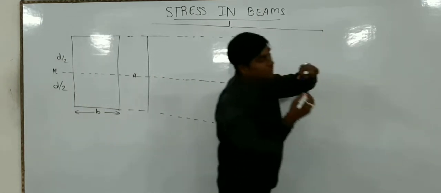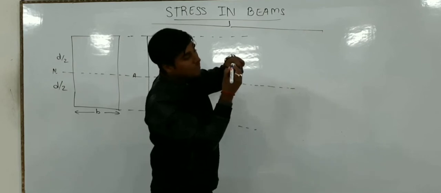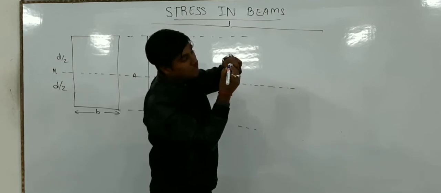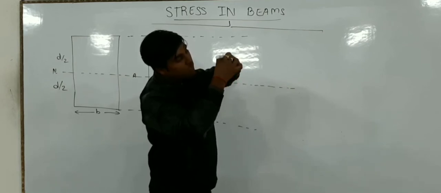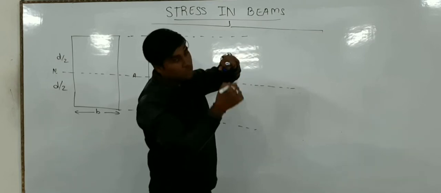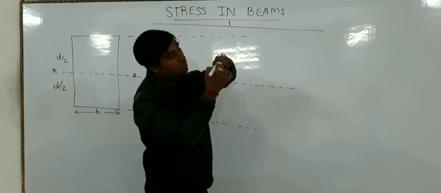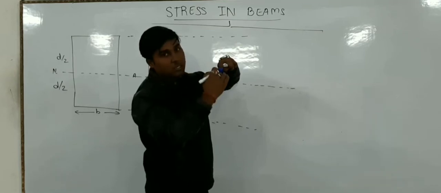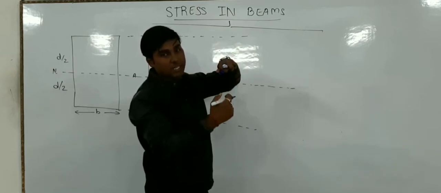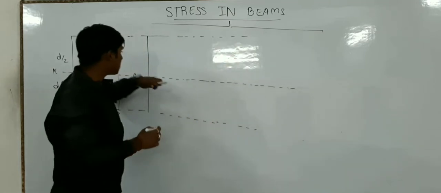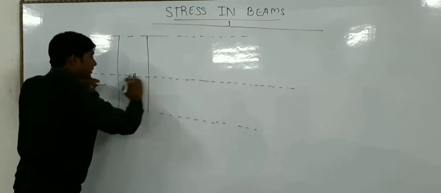this is the neutral axis. Above the neutral axis there are some fibers, below the neutral axis there are some fibers. So we need to see on those fibers the distribution of bending stress as well as shear stresses, okay? So this is the neutral axis.